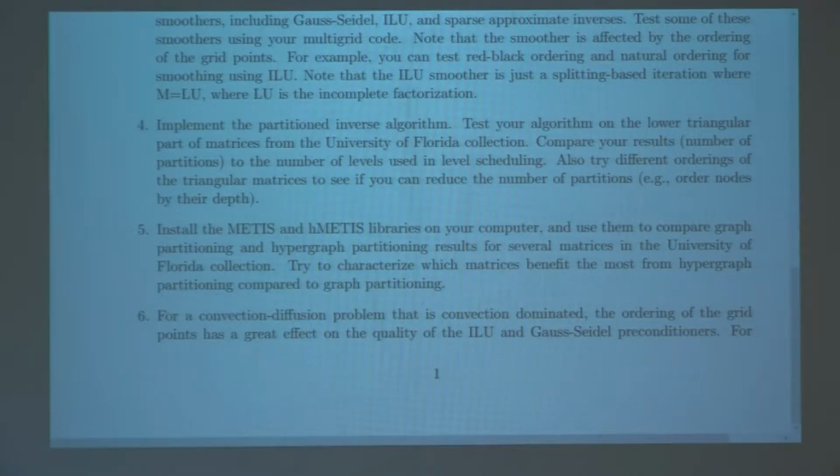when you're dominated by convection. To see that, suppose the convection is really, really large. Then you can actually find an ordering of the matrix such that it is lower triangular. In that case, Gauss-Seidel could be really, really effective compared to Gauss-Seidel in some other ordering.